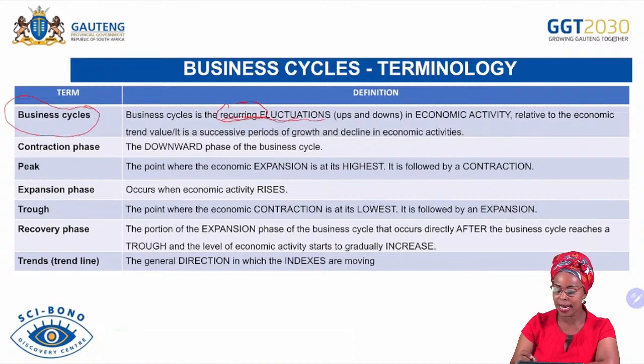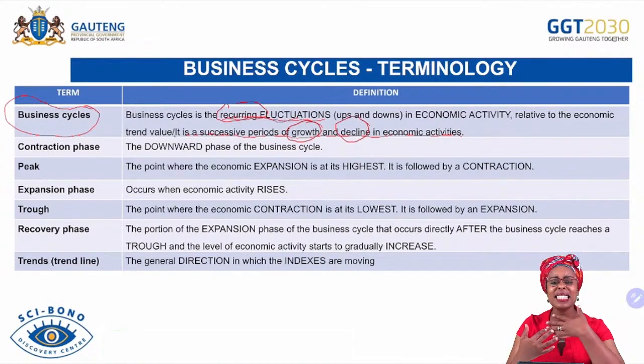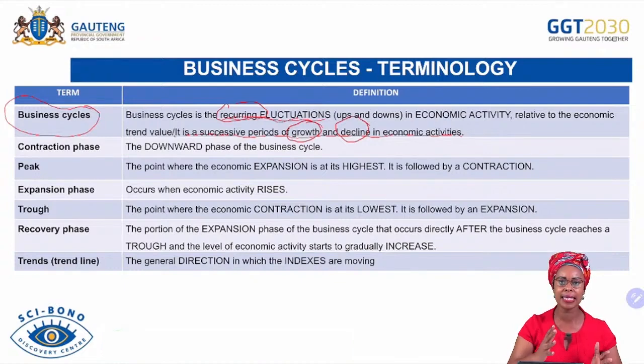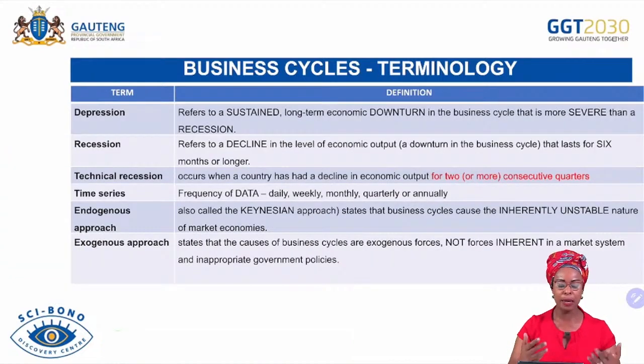Another meaning, you can say it is a successive period of growth and decline. When we have moments of increasing economic activities, we're talking about those periods of growth. When we have moments whereby we're having decreasing economic activities, that's when we're talking about decline in economic activities. So these other concepts, the contraction phase, the peak, the expansion phase, you will learn more about them as I'm presenting the lesson. The depression, the recessions, you'll also learn more about them when we are dealing with the content.